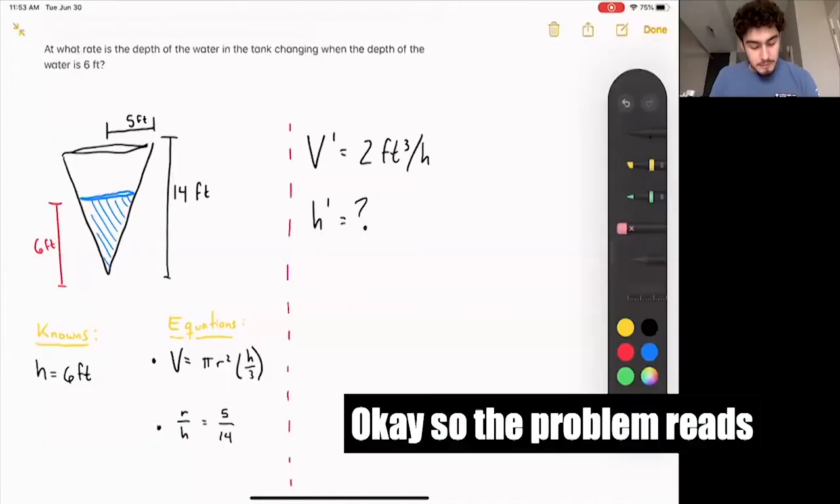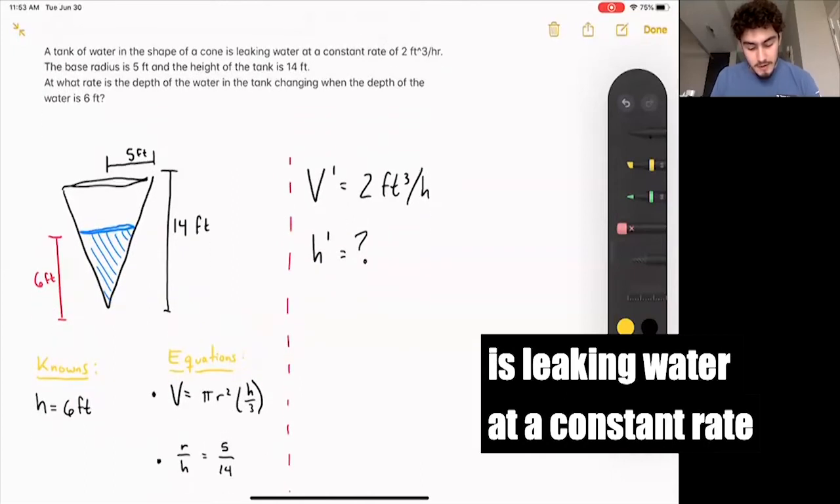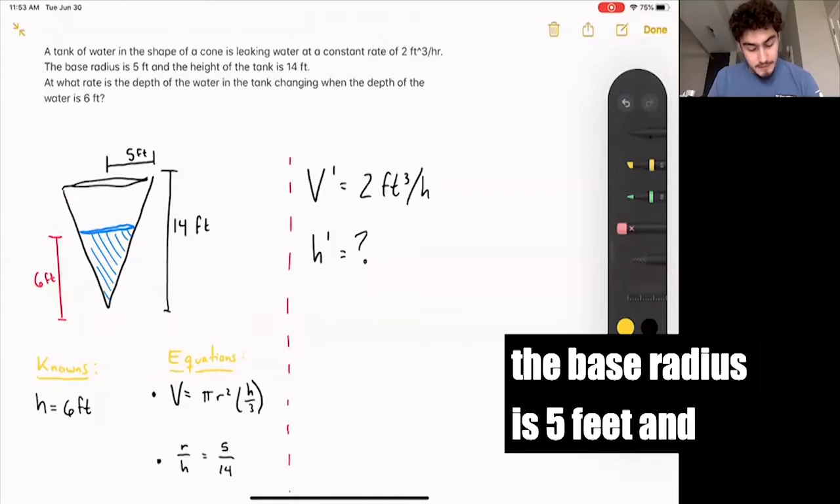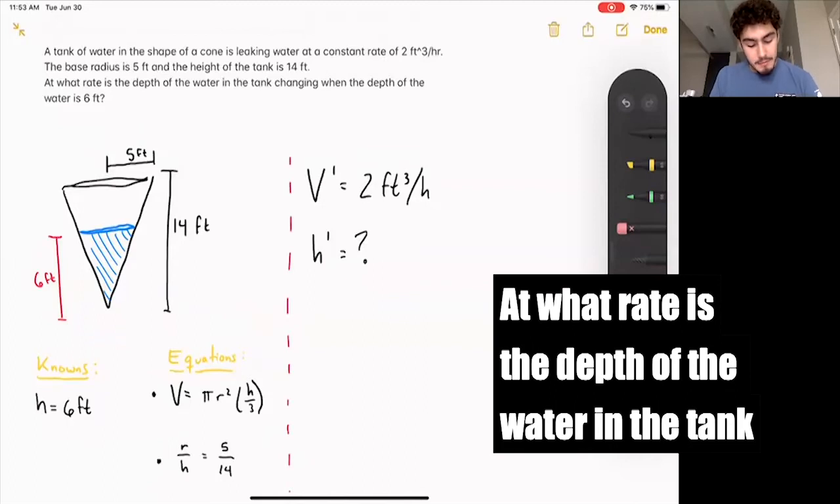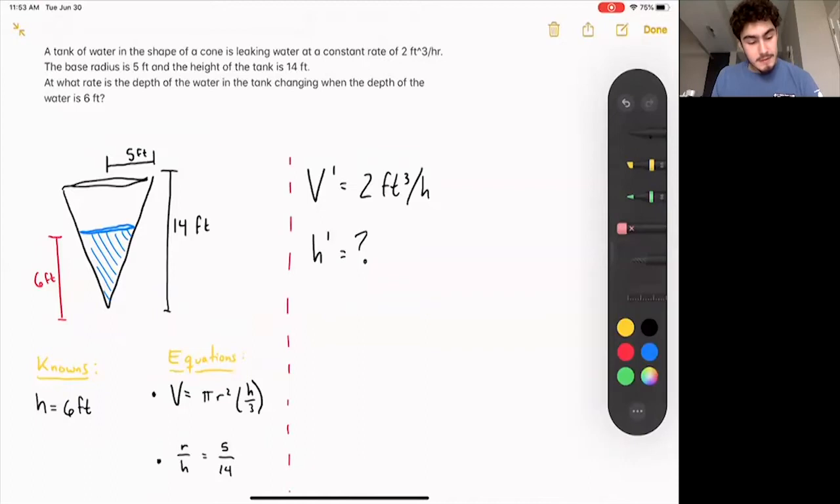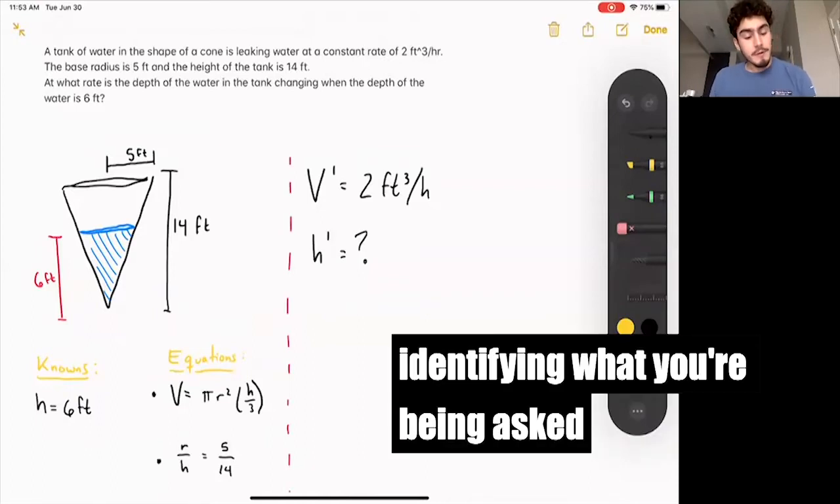Okay, so the problem reads, a tank of water in the shape of a cone is leaking water at a constant rate of 2 feet cubed per hour. The base radius is 5 feet and the height of the tank is 14 feet. At what rate is the depth of the water in the tank changing when the depth of the water is 6 feet? Okay, so here the very first step is identifying what you're being asked.